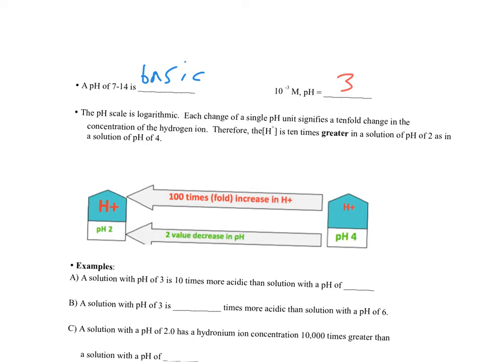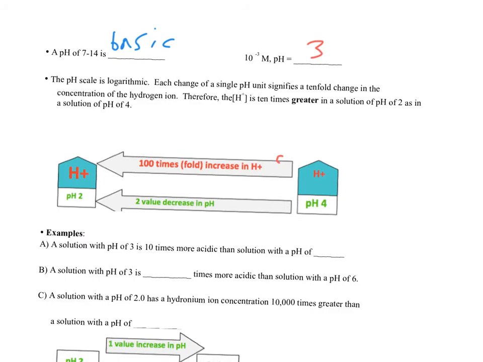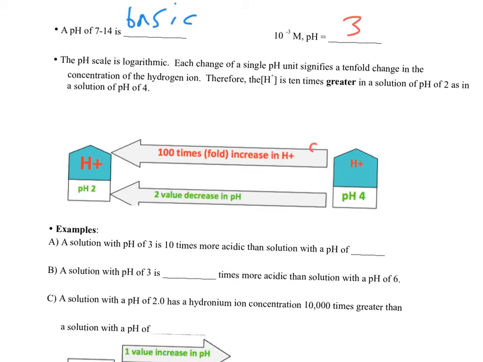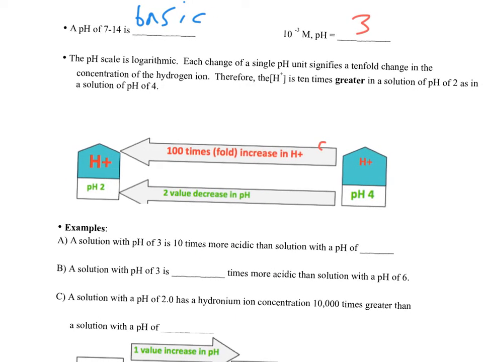The important thing to keep in mind is that every step on the pH scale is what's called a fold. For example, right here, if I start at a pH of 4, which we know is acidic, and I'm going to a pH of 2, which is even more acidic, that's a decrease in pH level. So we've gotten more acidic here.